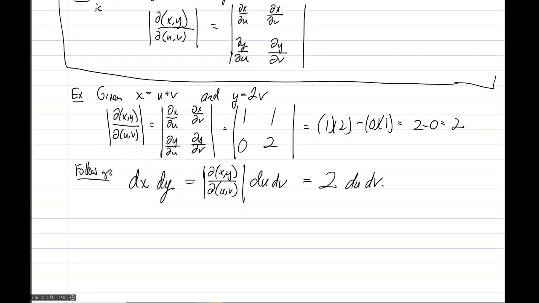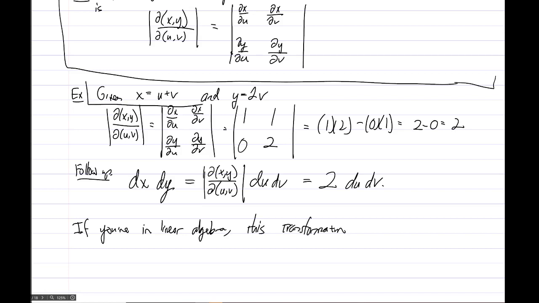Just one final word, just meant for anybody who is currently in or has taken linear algebra. If you haven't, this next part, just a little factoid, doesn't really help anybody else out, but it's just worth making a connection. So if you're in linear algebra, this transformation, the one that's being described right here, x equals u plus v, and y equals 2v. We got real lucky that this is a linear transformation.